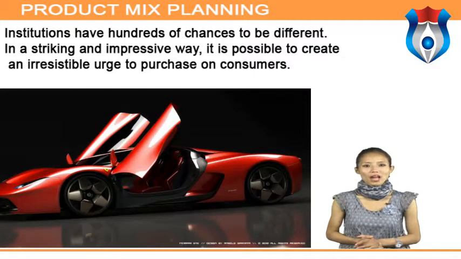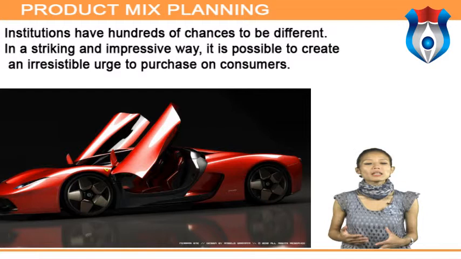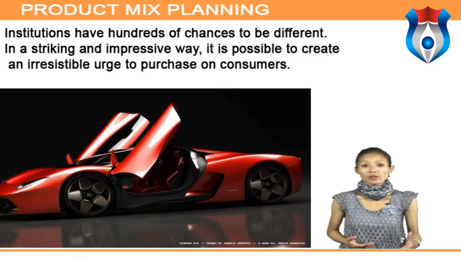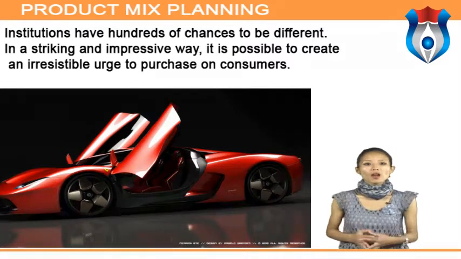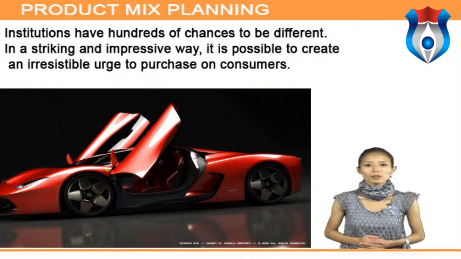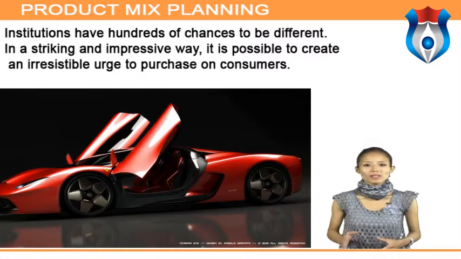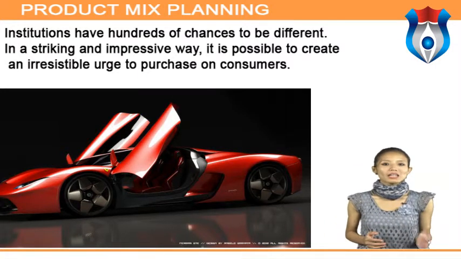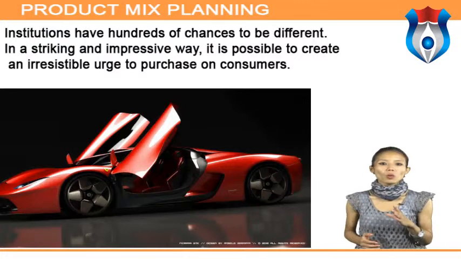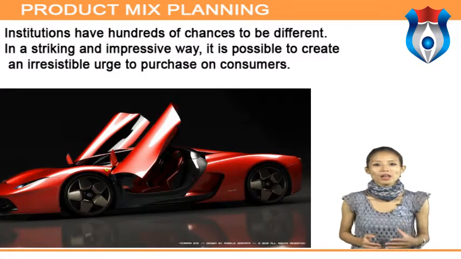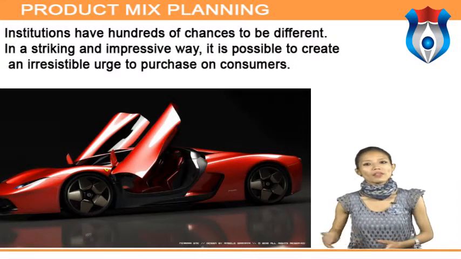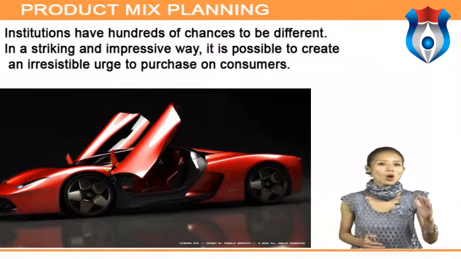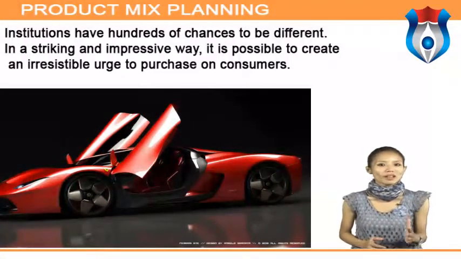Institutions have hundreds of chances to be different. In a striking and impressive way, it is possible to create an irresistible urge to purchase in consumers. Ferrari produces its cars by taking the body size of the customer, just like a dressmaker. The seat is measured for the customer's hips. Pedal distance is for the length of legs. The ceiling is calculated by the neck. Thus, on the one hand, production was carried out with zero inventories. On the other hand, its prestige was raised by requiring customers not to sell the car for a month.